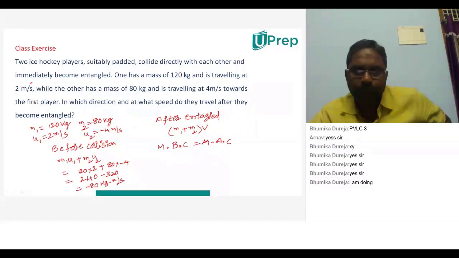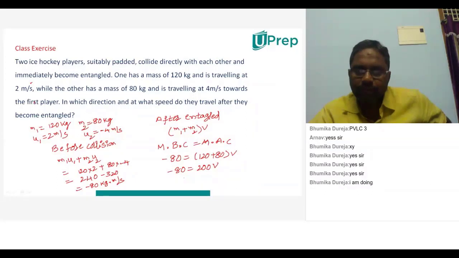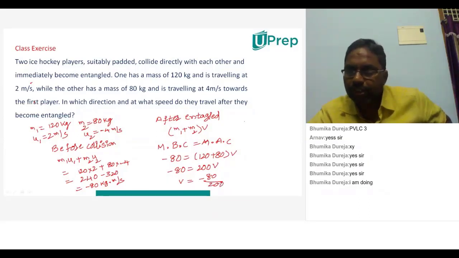Now, momentum before collision is minus 80, which is equal to after collision, m1 plus m2, that is 120 plus 80, into common velocity v. So minus 80 is equal to 120 plus 80, that is 200 v. So now v is equal to minus 80 by 200, so v is equal to minus 8 by 20. How much will it be?